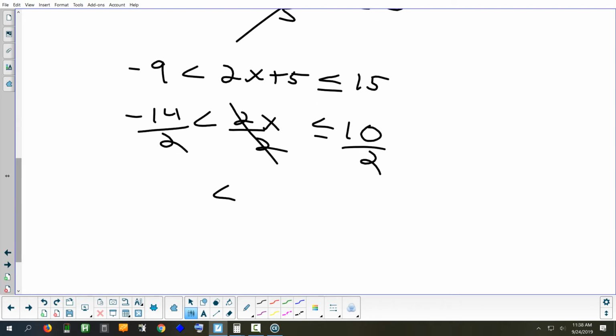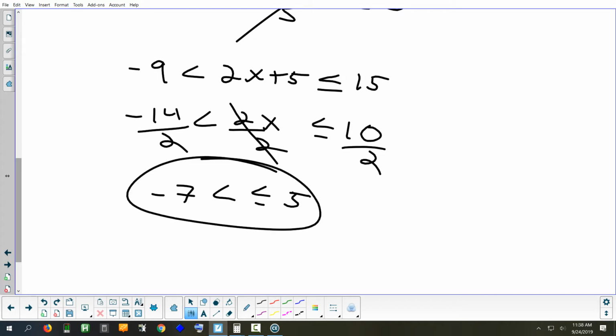So that's gone. Negative 14 divided by 2 is negative 7. And if you write your x, that's always good. So negative 7 is less than x, which is less than or equal to 5. Any questions on that one? So that's solving a compound inequality.